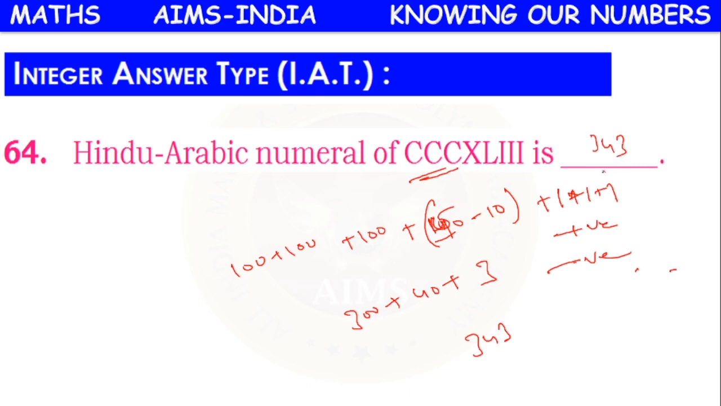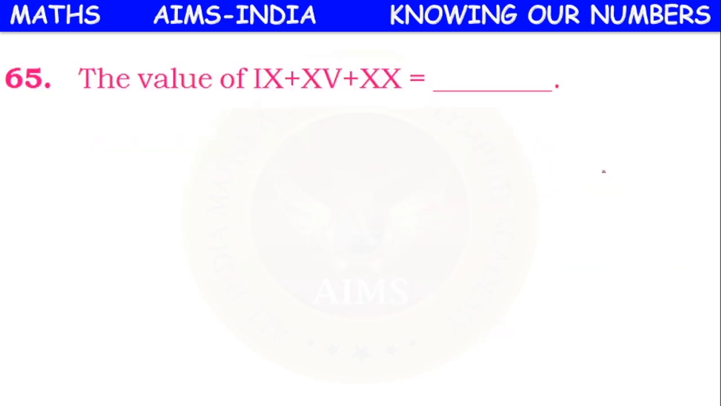Answer is 343. So next, the value of the IX 9, XV 15, XX 20. So 9 plus 15, 24 plus 20, 44. 44 is the right answer.